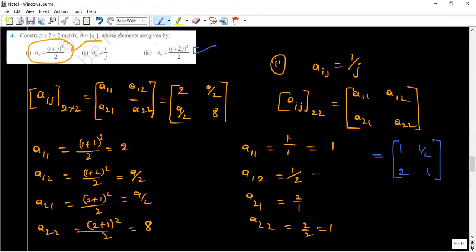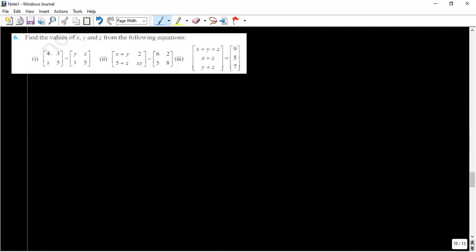Let us see the next question. Find the values of x, y, z from the following equations. They're telling that these two are equal matrices. So here A11 is equal to here A11. So you can tell very easily the value of y is 4. The first question answer I am writing. The value of z is 3. The value of x is 1. The 5 is 5. So you found the values of y, z and x.